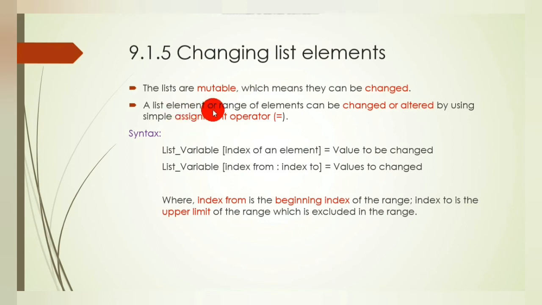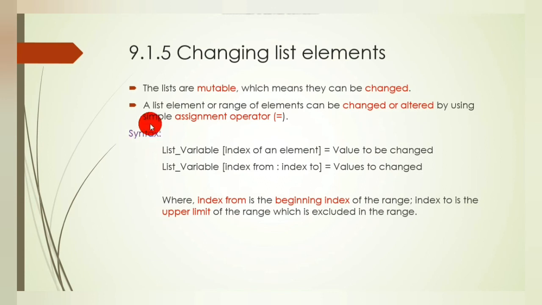A list element or range of elements, we are able to change. We can change a single element or more than one element, a range of elements. Range means we are having more than one element. We can change either the single element present in the list, or the set of elements present in the list by using the assignment operator. So which operator is used to change the list elements? The assignment operator, that is the equal symbol, is used to change the elements present in the list.